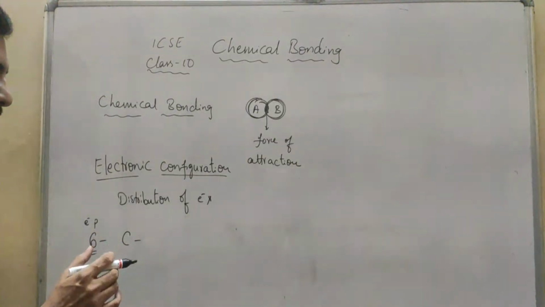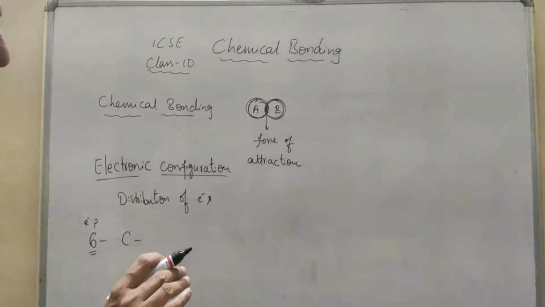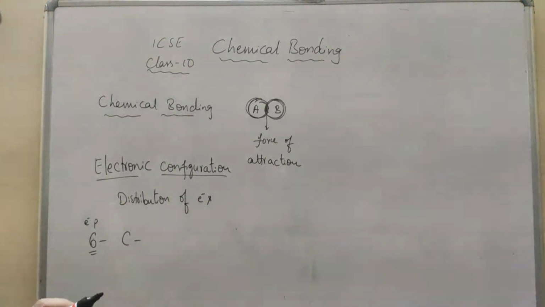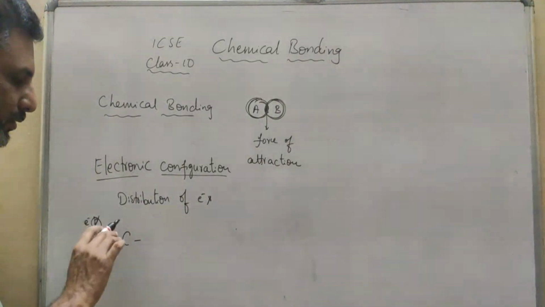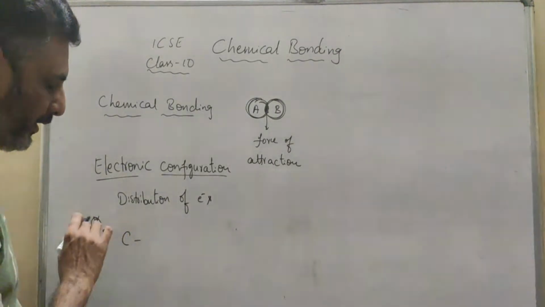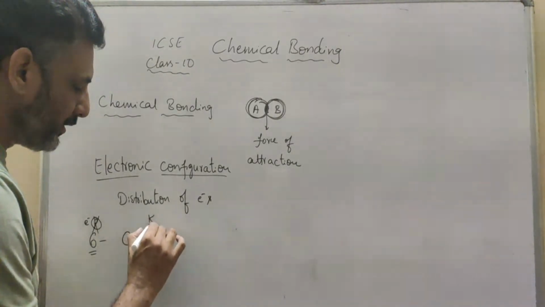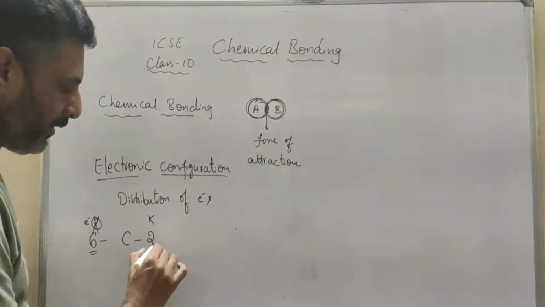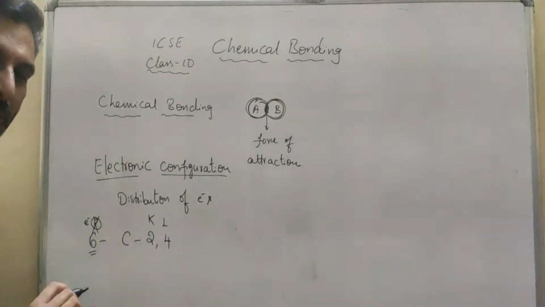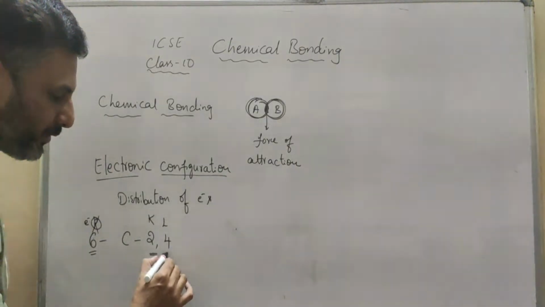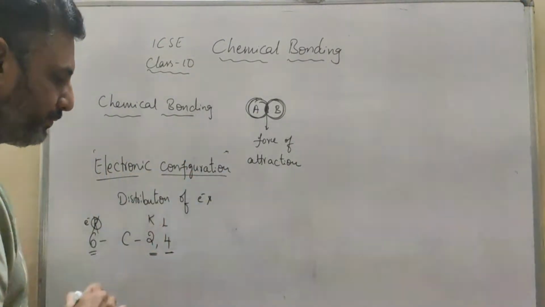In chemical bonding, we only discuss the arrangement of electrons, because electrons are going to take part in the chemical bonding. We are not talking about the protons. Carbon has 2 electrons in the K shell, that is the first shell, and 4 electrons in the L shell, that is the second shell. This distribution of electrons is named as electronic configuration.